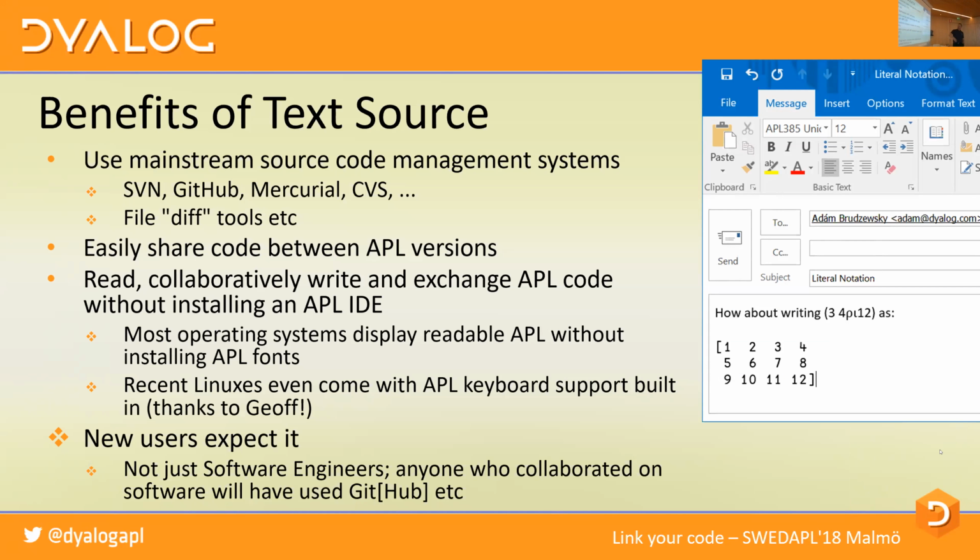So, use mainstream source code management systems, easily share code, collaborate. This is Microsoft Outlook. We can have APL source code. One day, Adam is working on a proposal for array literals. So this here is a proposal for how you would write in an APL source file the array 3 4 reshape iota 12. So you have these square brackets here showing the structure.